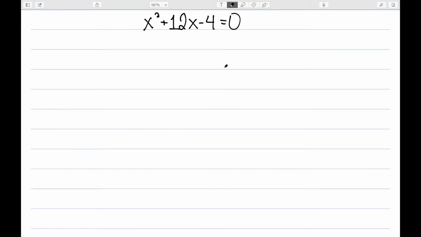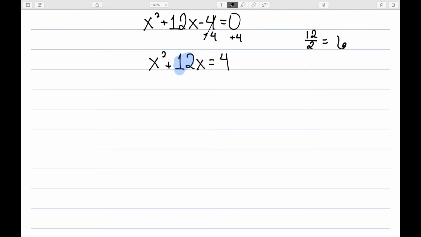x squared plus 12x minus 4 equal to 0. We start by wanting to move our constants over, so I'll add 4 to both sides. I now have x squared plus 12x equal to 4. There's no coefficient in front of x squared, so I don't have to divide by anything. I'm now going to consider the number in front of x. So over on the side, the first step is to cut this number in half.